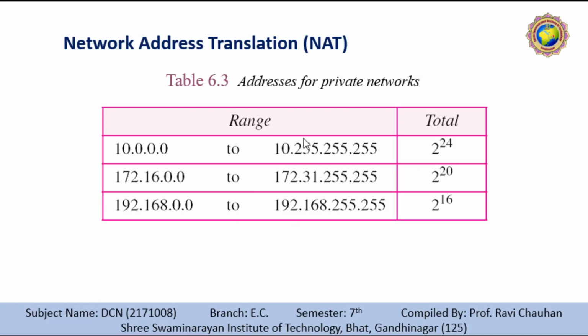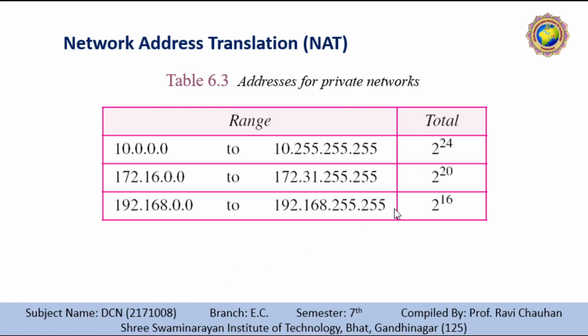This table shows the addresses for a private network. Over here it is 10.0.0.0 to 10.255.255.255. A total of 2 raised to 24 addresses are there. So there are 3 ranges given for network address translation.